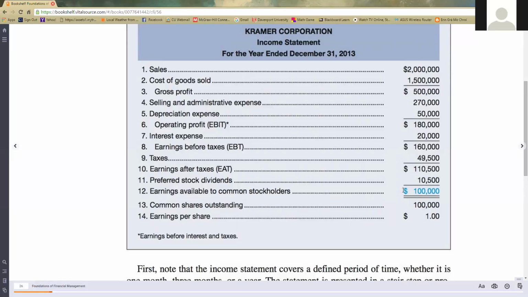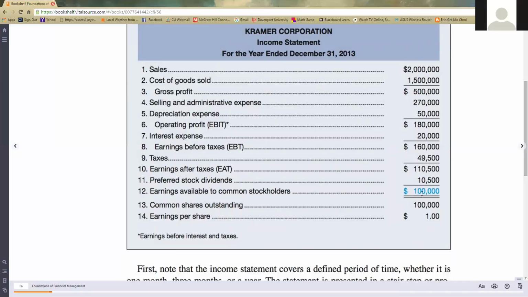Line 12 is saying, okay, then there's $100,000 left over for the common stockholders. Not that they're going to get it all, because remember, the board of directors has to decide out of all this profit this year, what's going to happen to it. We've got to keep some to keep us going for next year, and we've also got to keep the stockholders happy.